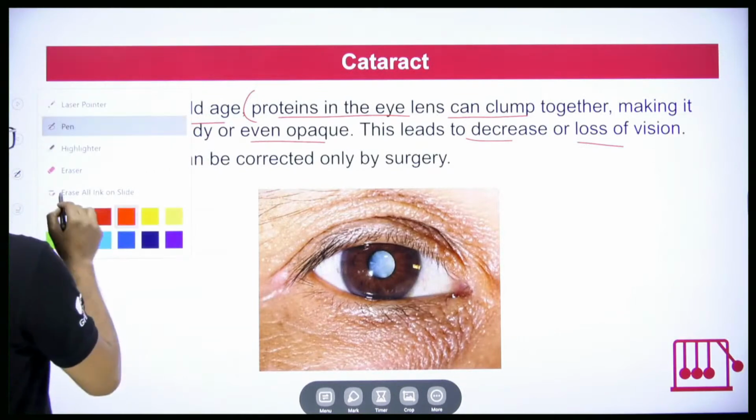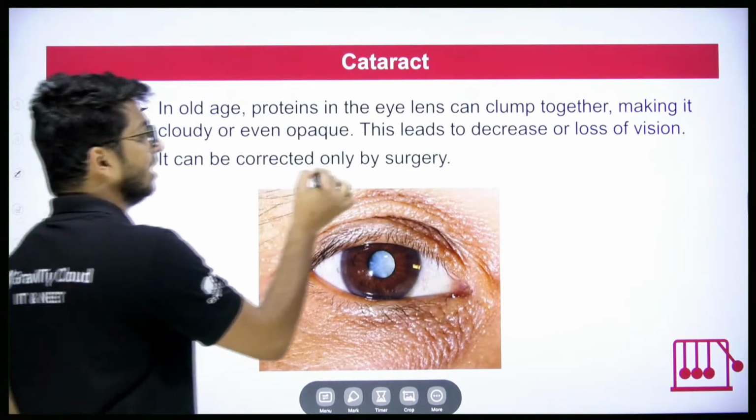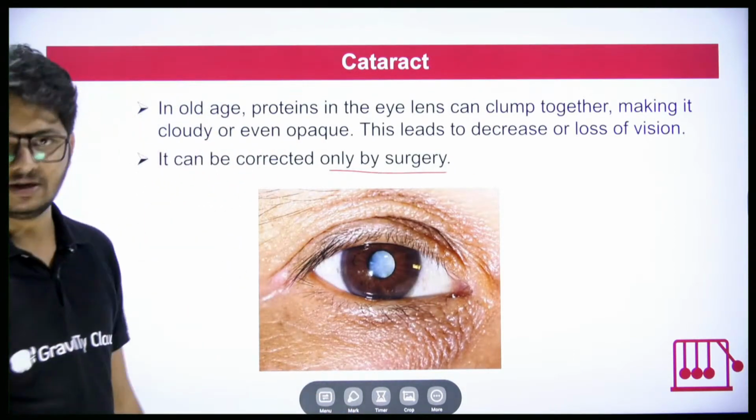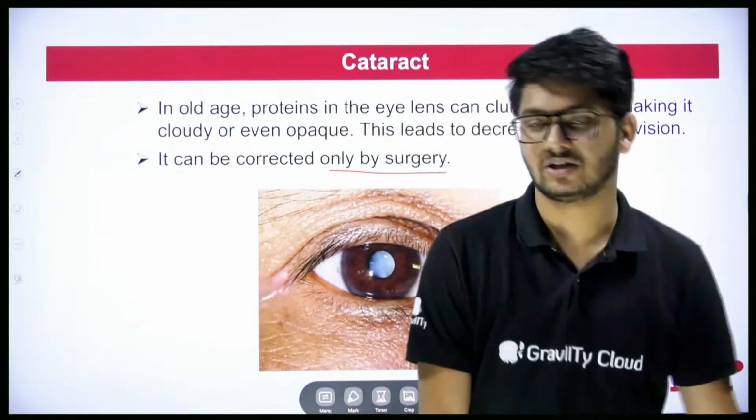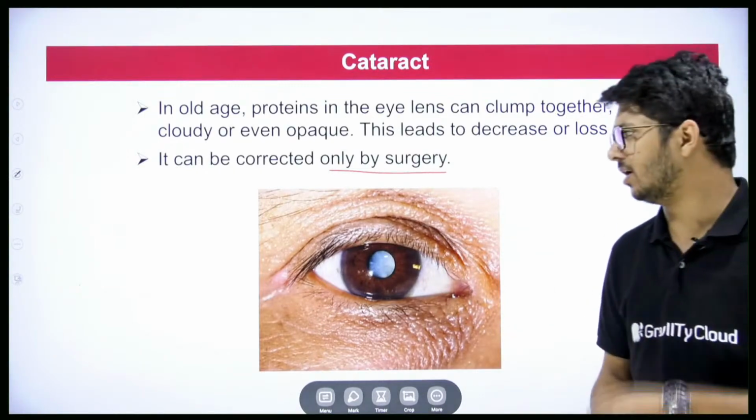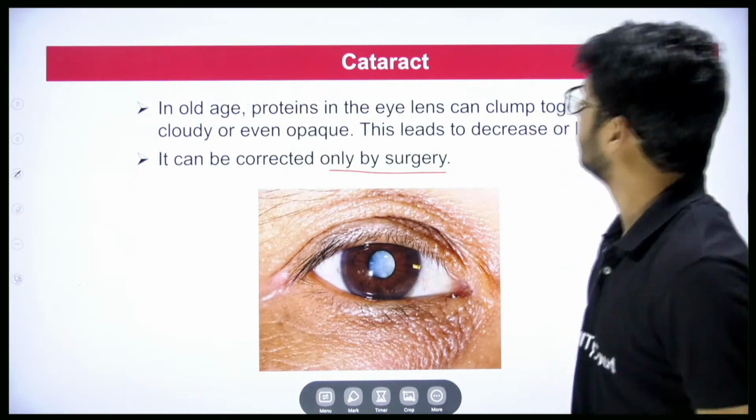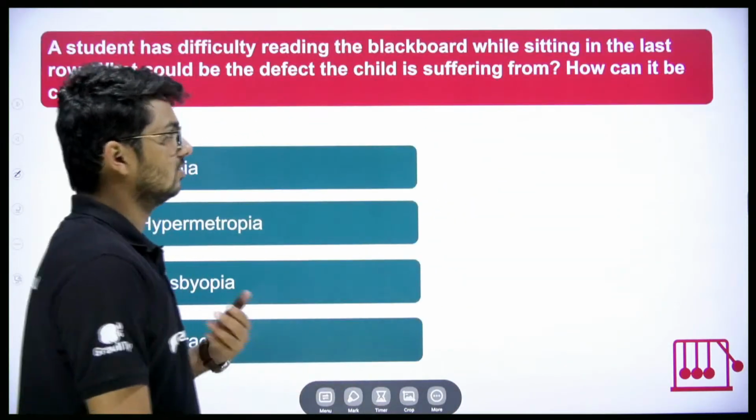So how do we rectify it? It is rectified only by surgery. Through surgeries, that layer can be removed. So cataract is corrected by surgery. It's very common nowadays among old people. Okay, good. So we learned about the defects of eyes, presbyopia and cataract. Now we'll be starting with power of lens.